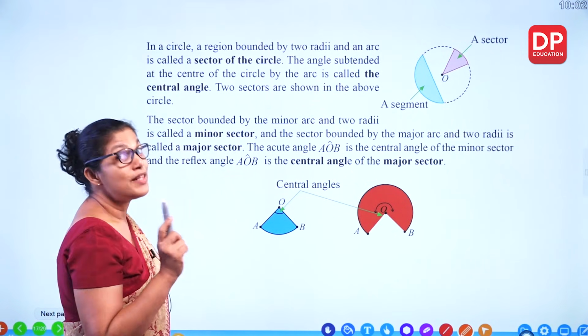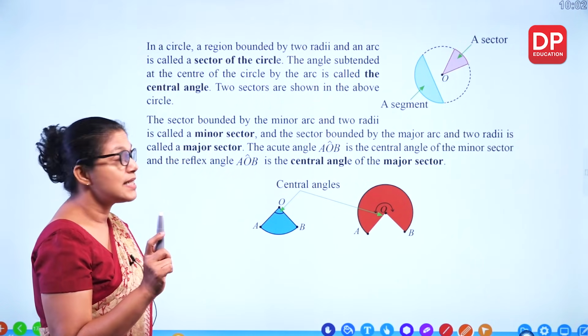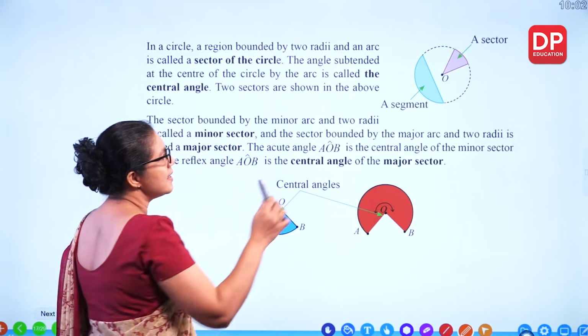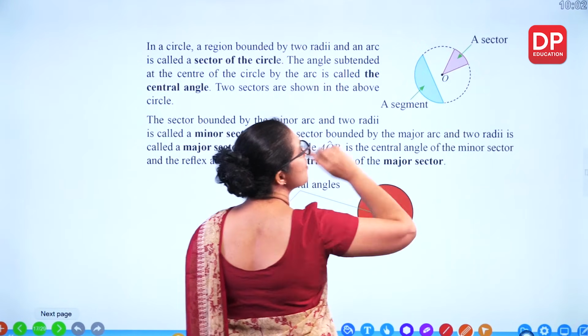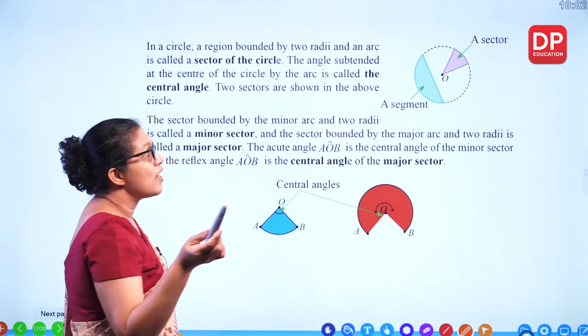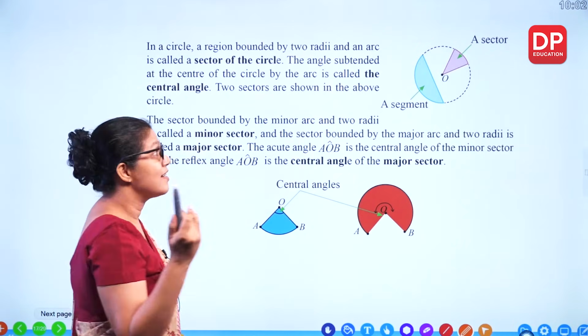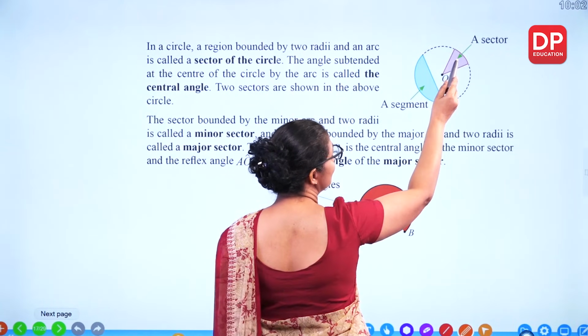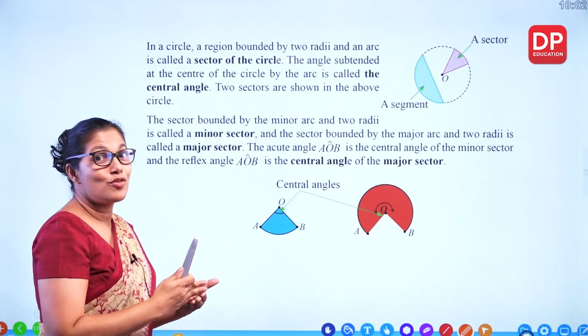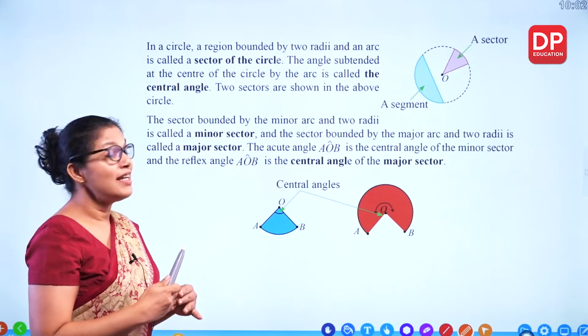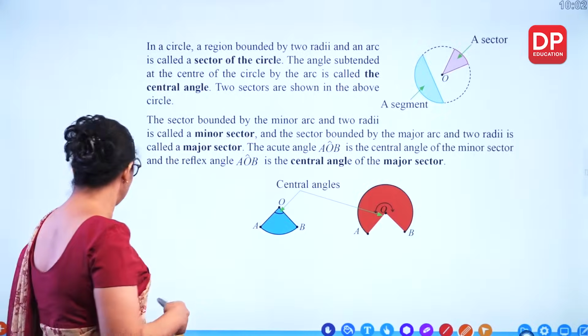Now you know the difference between a segment and a sector. Segment is this one and sector is this one. So this is like when you take the pizza, cut it, you get a sector. Take a bun and cut it into two parts, you get a segment.